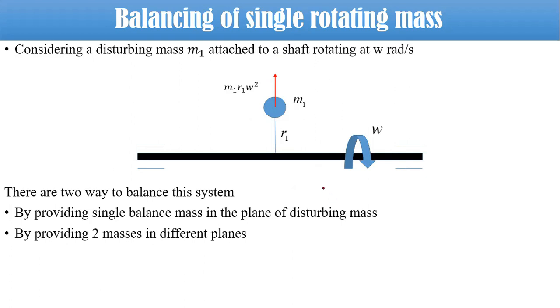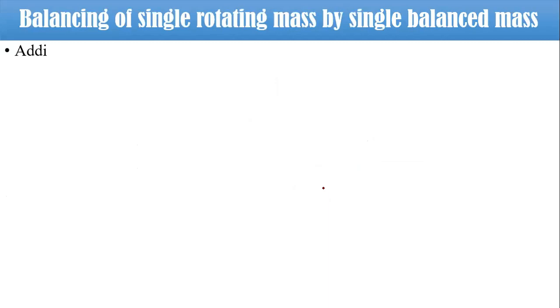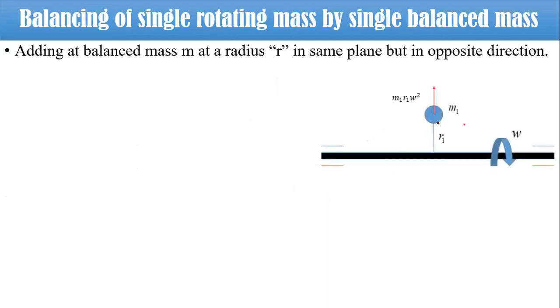The first is the balancing of a single rotating mass by a single mass. Suppose this is our system in which the disturbing force is m1 r1 omega square. Now we are adding the balance mass m at the radius of r, and because of the rotation with angular velocity omega, a centrifugal force will be generated on the balance mass, and that centrifugal force will be equal to m r omega square.